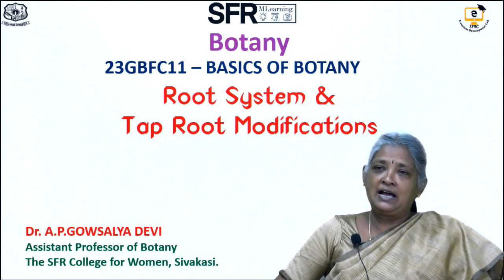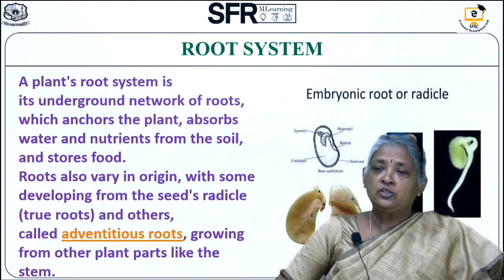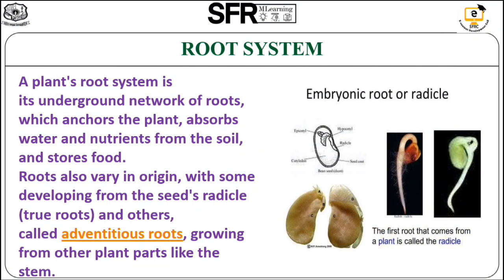We know a plant consists of a shoot system and a root system. The shoot system is above the soil, and the root system is below the soil. So it is the underground network of roots. And what is the role of the root system? It anchors the plant, that is, it helps to fix it to the soil.